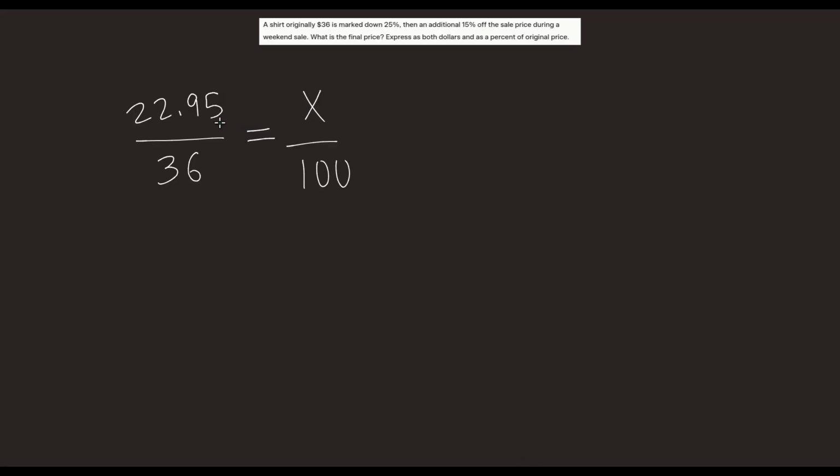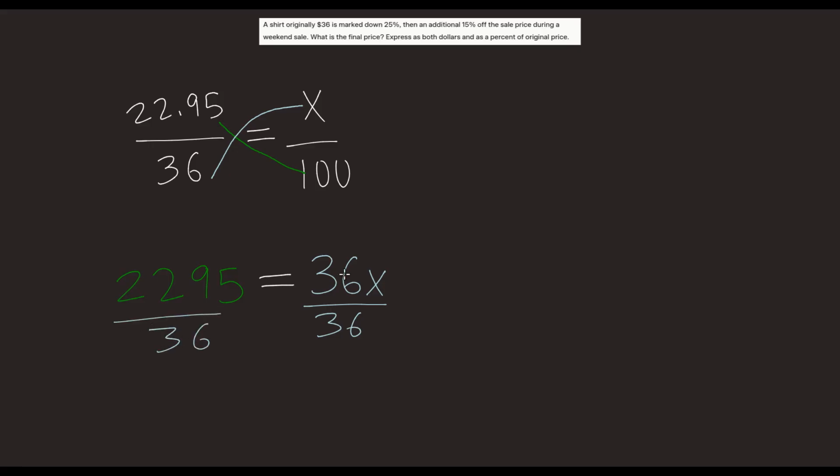Now let's do cross multiplication. So 2295 times 100, set that equal to 36 times x. So 2295 times 100 is going to be 2295. That's going to be equal to 36x. To solve for x, let's divide both sides by 36. So that cancels out. X is going to equal 2295 divided by 36. So let's try that out.